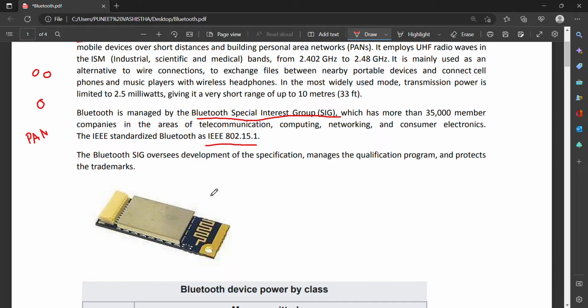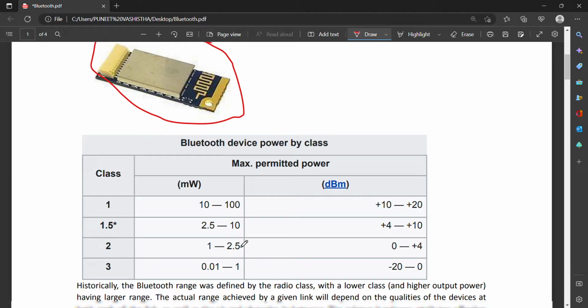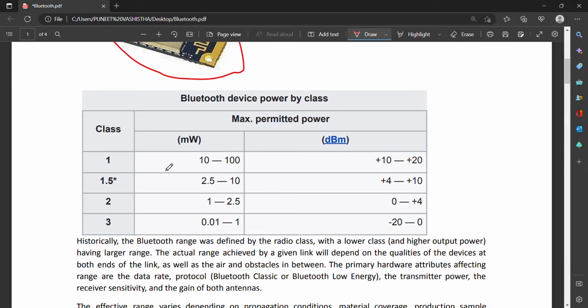So you can see this is our Bluetooth module which we can use in our devices as well. Here is some information that is written for the Bluetooth device, right? This is also not that important, but this is the megawatt and this one is showing us a kind of gain, right?